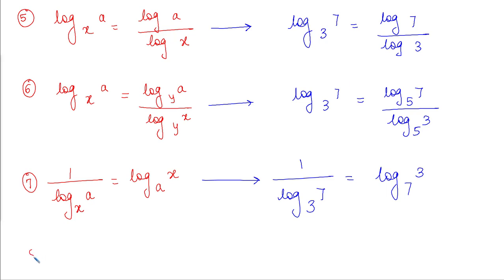The eighth property is, if I say log of a to the base a, it is going to be how much? By using the fifth property, log of a to the base a is equal to log of a divided by log of a. That is equal to how much? That is equal to 1.